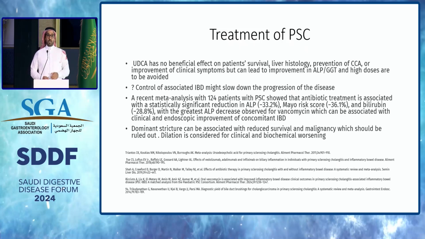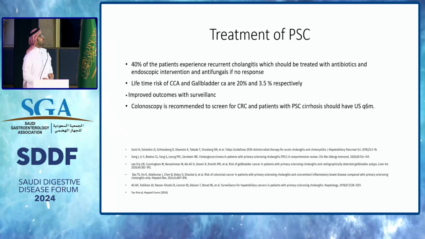I guess one of the main questions: does control of IBD lead to better outcomes in PSC patients? There was a recent meta-analysis that showed a good impact of gut microbiome modulation using antibiotics, mainly vancomycin, on ALP, bilirubin, and the Mayo risk score. Dominant strictures are associated with worse prognosis. So malignancy needs to be ruled out and they need to be treated.